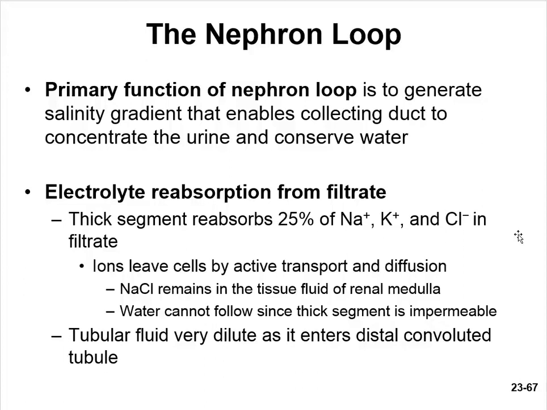So electrolyte reabsorption from the filtrate goes as follows. The thick segment reabsorbs about 25% of sodium, potassium, and chloride in the filtrate. Those ions leave the cells by active transport and diffusion. Sodium chloride remains in the tissue fluid of the renal medulla, and the water can't follow because this thick segment is impermeable to it. So we're building up a lot of sodium in the medulla. The tubular fluid then is very dilute as it enters the distal convoluted tubule.